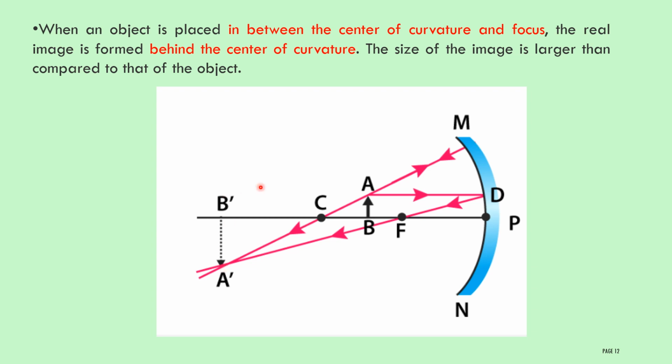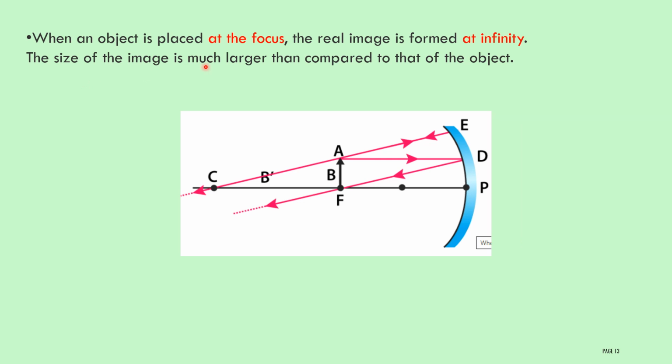Here you are keeping the object in between the center of curvature and focus, then you are getting the image beyond the center of curvature. Then you will get an image exactly on the screen, therefore the image is real. Let us compare the size of the image. The size of the image is larger compared to the size of the object. All these points you have to remember. Next, when an object is placed at the focus, the real image is formed at infinity.